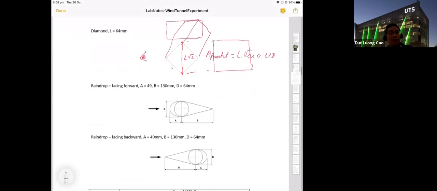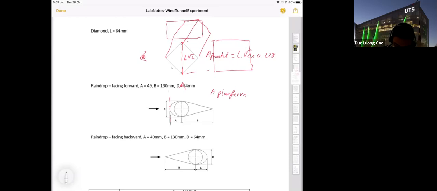Okay, raindrop facing forward and backward. As I said, for the thin body or airfoil, we see from the top view, so in this case we use the planform area.